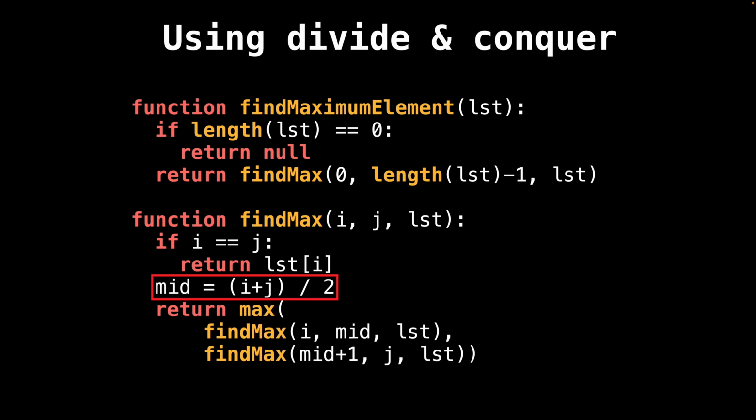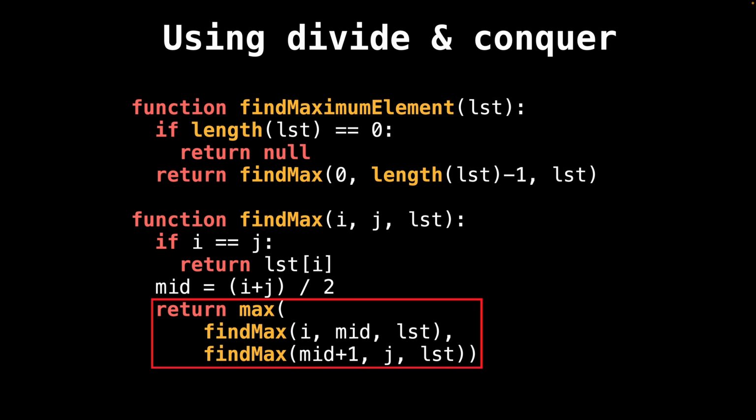Next, in order to split the segment in half, we need to find the middle index position between i and j. This allows us to split the current segment into two parts, a left segment from i to the midpoint and a right segment from the midpoint to j.